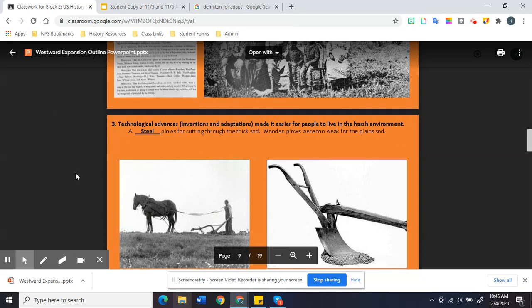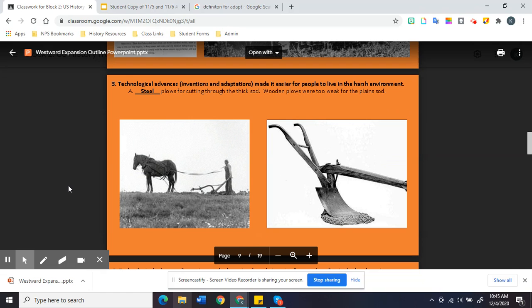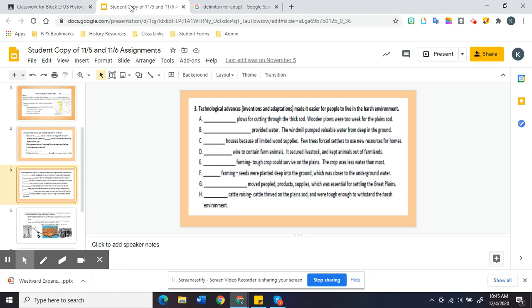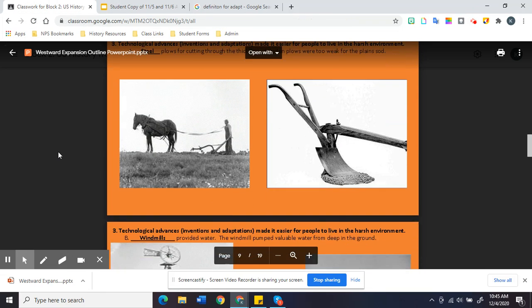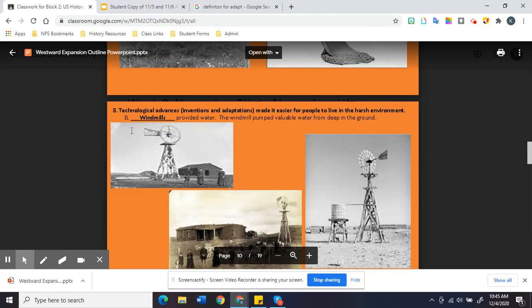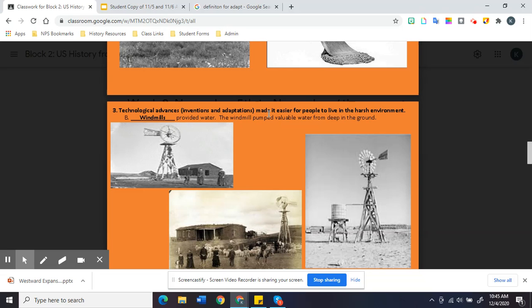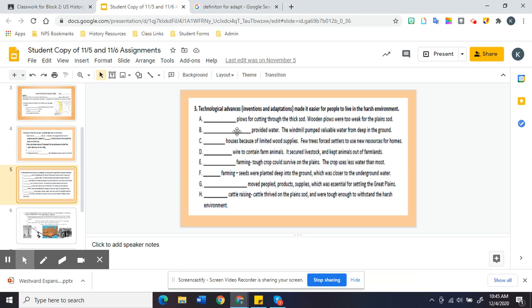So, A, steel plows for cutting through the thick sod. Wooden plows were too weak for the plains sod. B, windmills provided water. The windmill pumped valuable water from deep underground. So B is windmill.